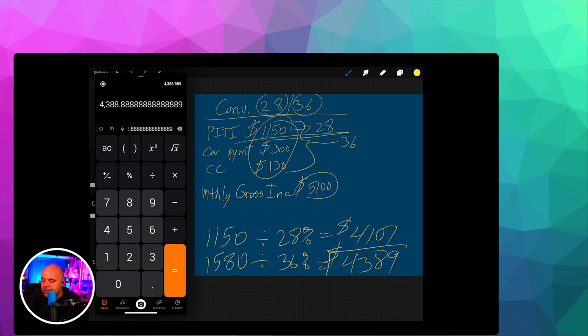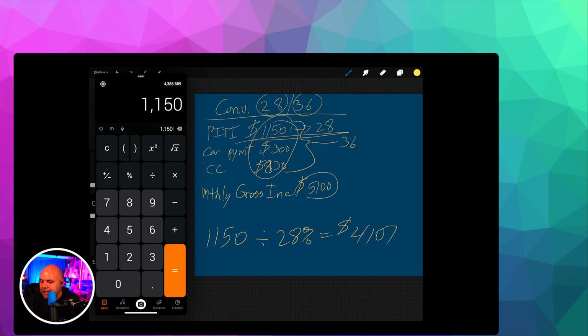What if we had a whole nother bunch of stuff here like student loans? Let's set it up. Let's sabotage ourselves. And instead of 1580, let's say the loans are 830. See if that'll do it. And let's say the car is $500. So 1150 plus 500 plus 830 is 2480.